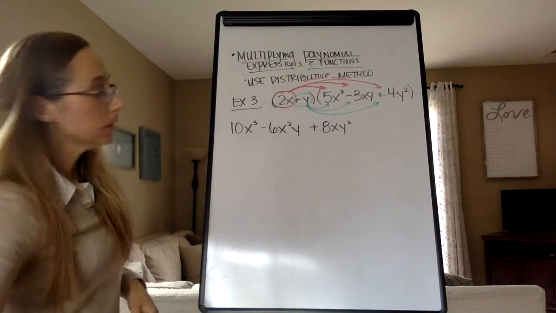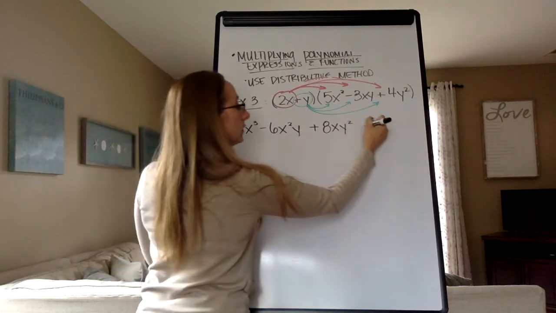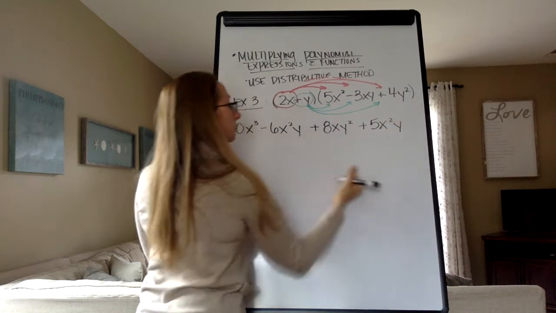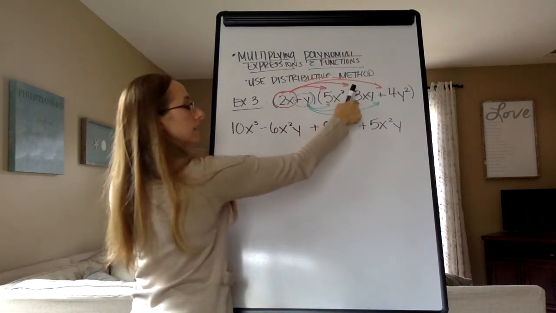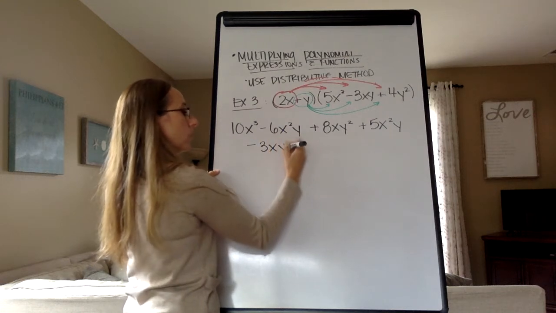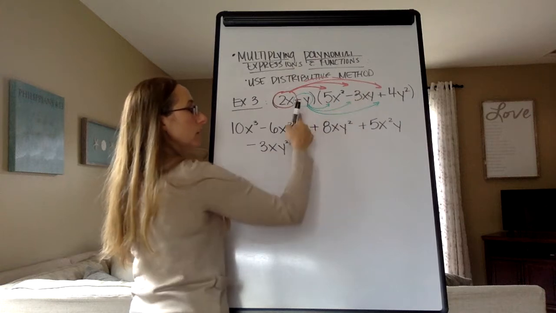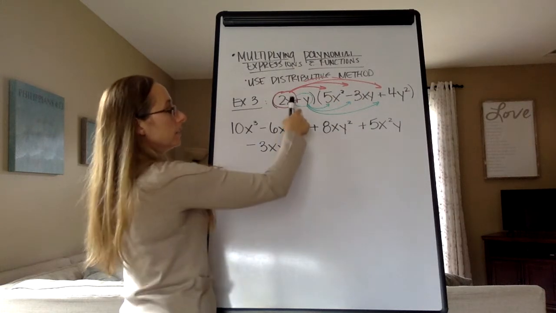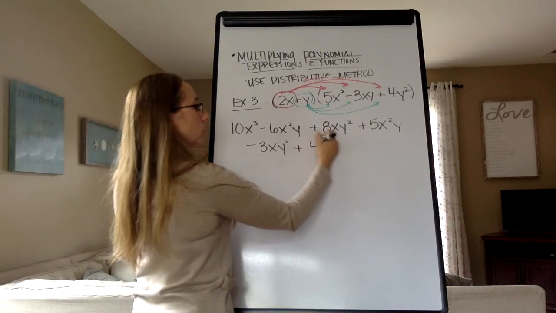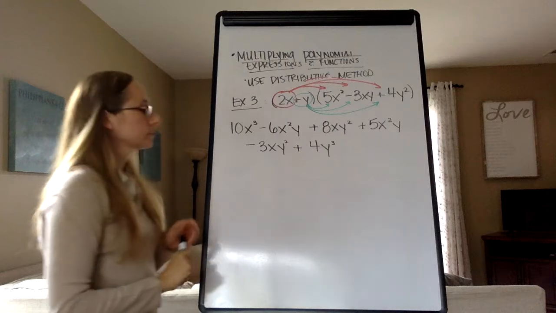So taking the y and distributing it, we have y times 5x squared, so plus 5x squared y. Y times minus 3xy is going to be a minus 3xy squared. Again, y to the first power times y to the first power, 1 plus 1 is 2. Taking that y, distributing it to the 4y squared, plus 4y to the third, because 1 plus 2 equals 3.